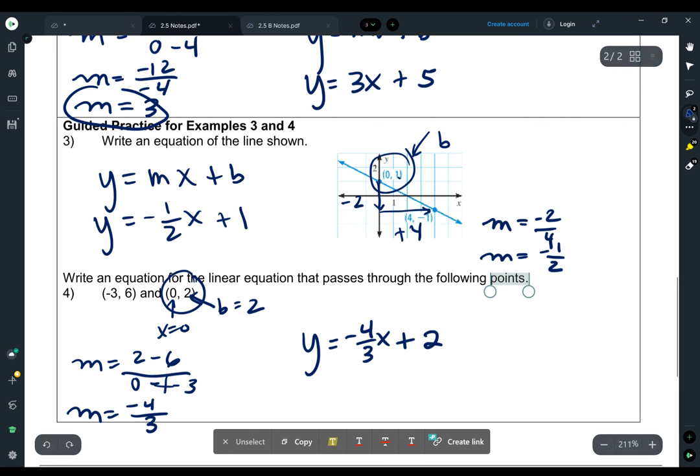So today was just kind of an intro on how to write equations. So again, we're working backwards. Instead of taking a line and identifying our slope and y-intercept and graphing, we're now taking our slope and our y-intercept, or using a graph and finding that information, and then writing an equation.